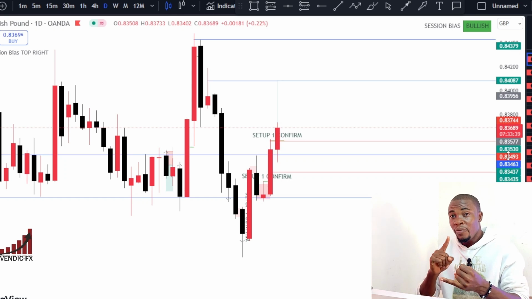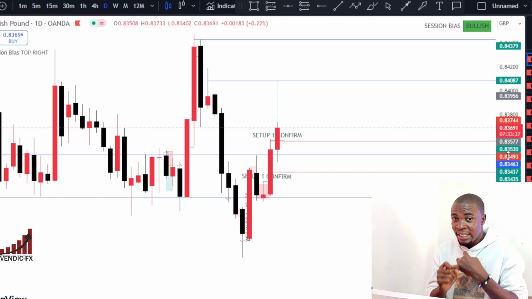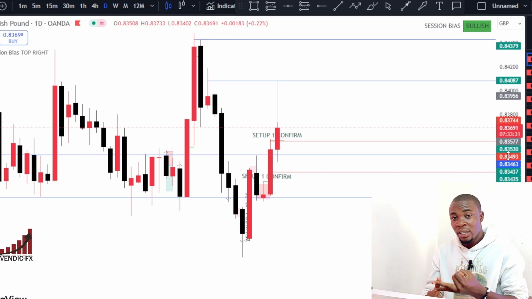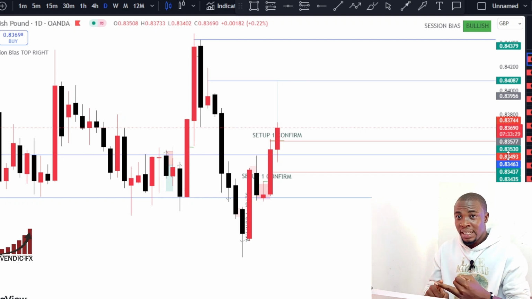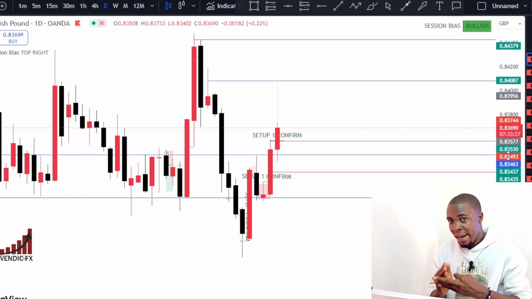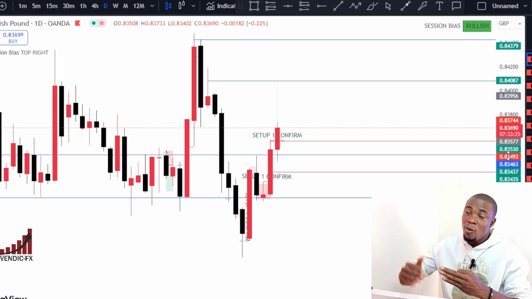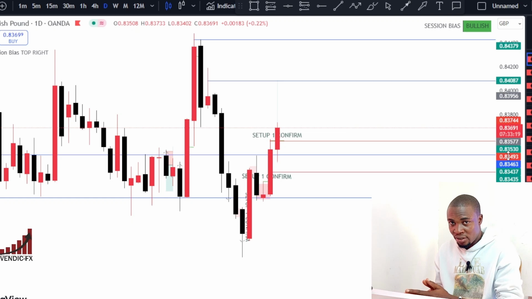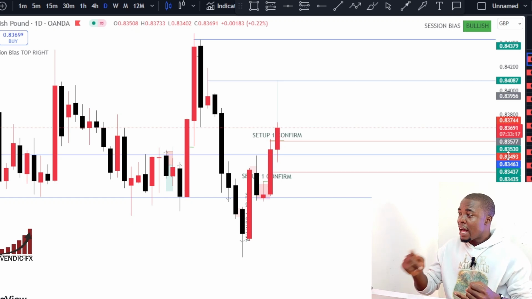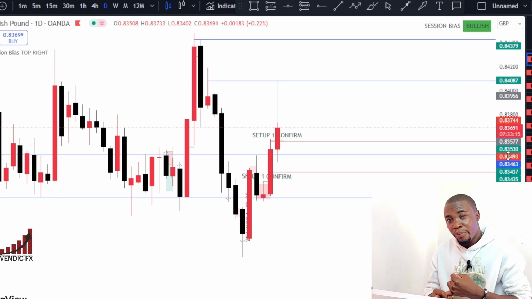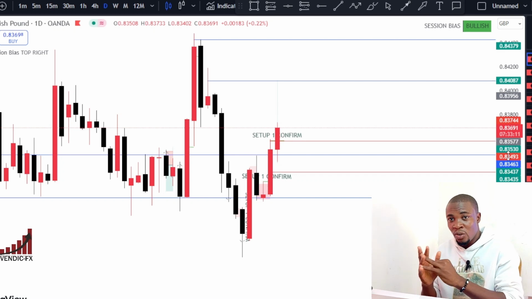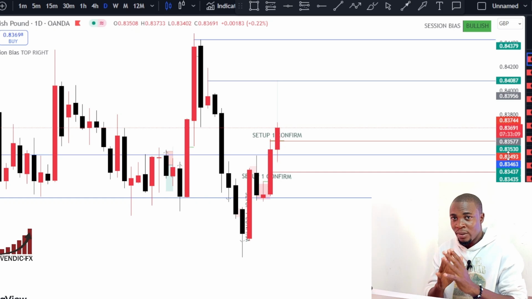If your daily candle is bearish and your next 4 hour before the session is bearish, it simply means you have a bearish bias. That means for the next 4 to 8 hours you are going to be bearish. That's the bias for the session, right? So if you had a bullish previous day and you have a bullish 4 hour, that means your bias is going to be bullish. All right, so that's it.